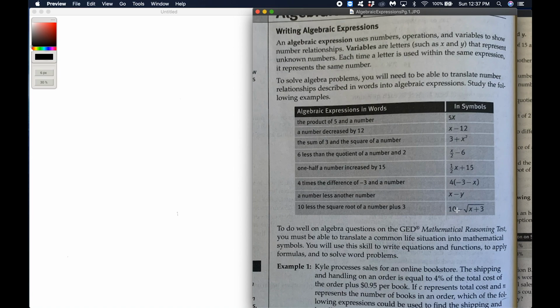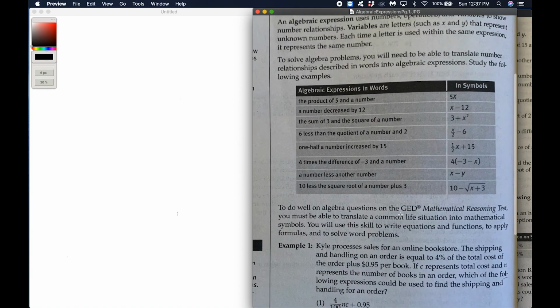10 less the square root of a number plus 3. So 10 less is minus. 10 minus, what did it say? 10 less the square root of a number, the variable they're using is x to represent that number, plus 3. Okay, that kind of gives you an idea.